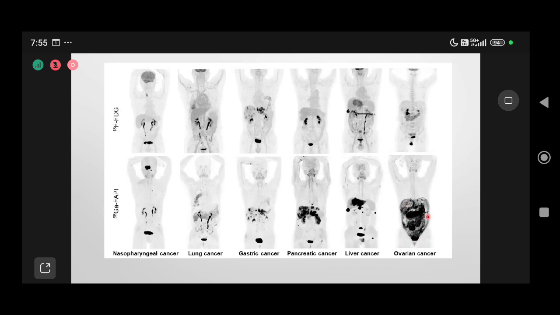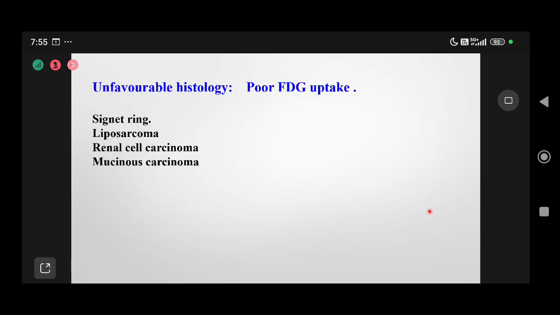And ovary, you can see this ovary above is the FDG PET image, which looks almost normal, and this is the peritoneal disease assessment, where we can see all this peritoneal disease, all these black things over here in the FAPI. For all these peritoneal surface malignancies evaluation, this is the best thing available now, better than the MRI.